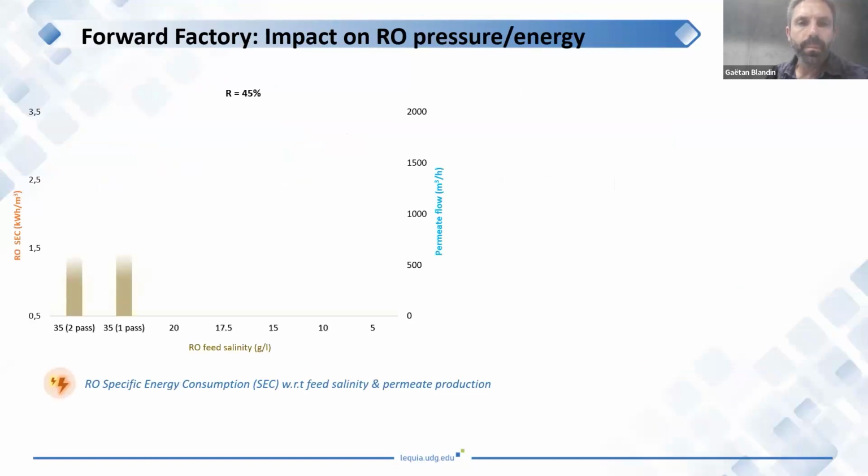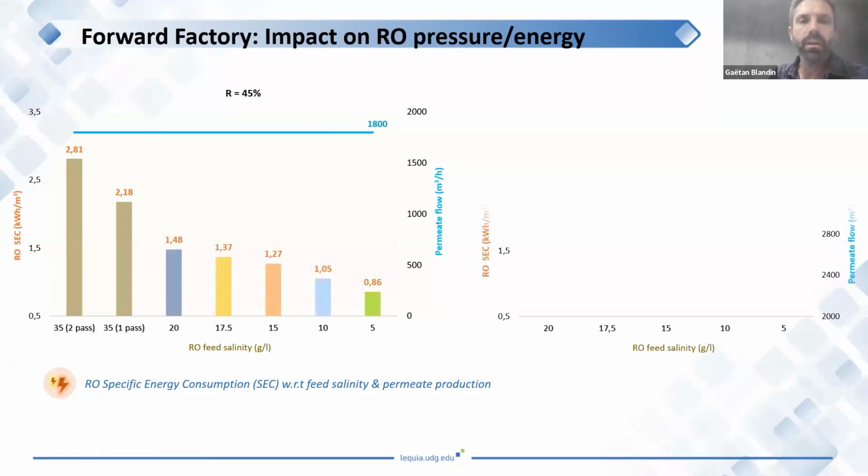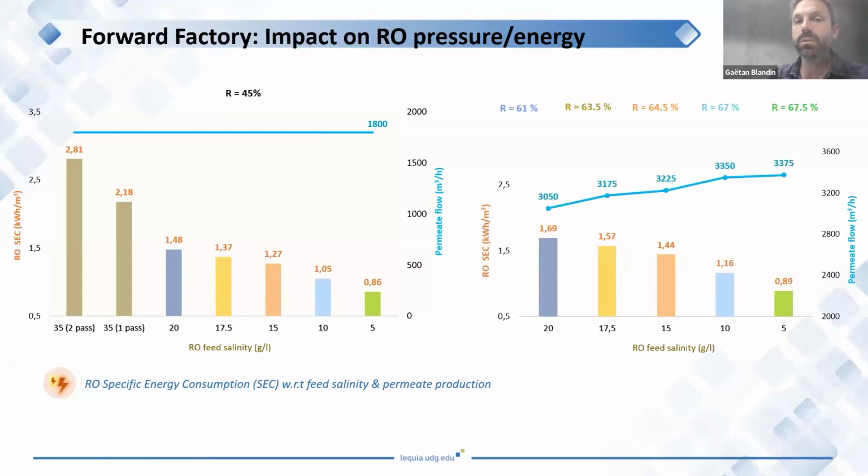What we saw is that basically, if you have the reference, which is 35 gram per liter reverse osmosis, even with an energy recovery device, if it's an optimized system, you will need around 2.1 kilowatt hour per cubic meter of energy to produce water from reverse osmosis with seawater. And if you manage to dilute it thanks to forward osmosis, you can reduce a lot the energy that you will need in reverse osmosis, by more than 2.